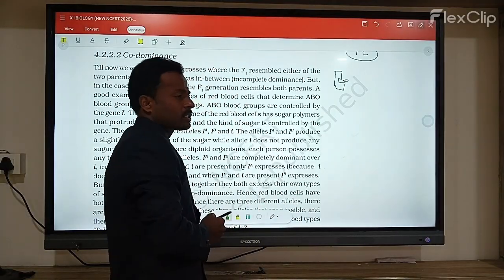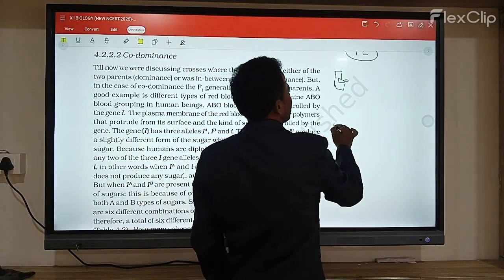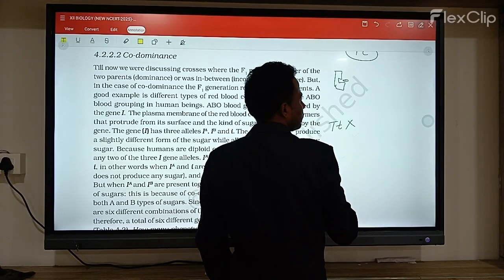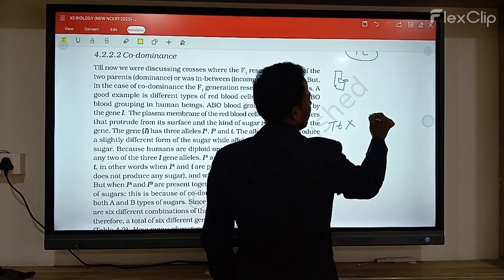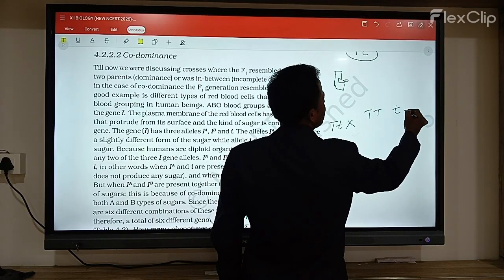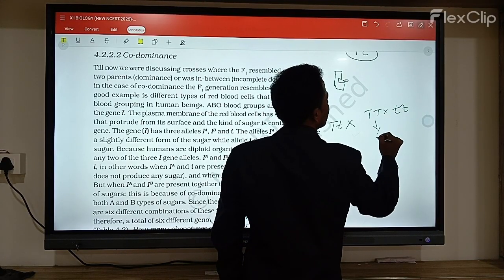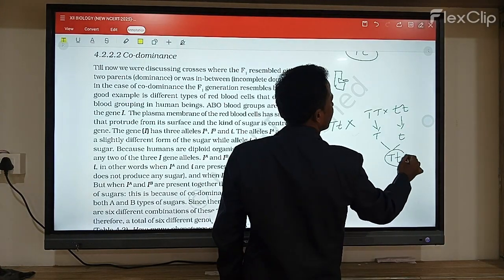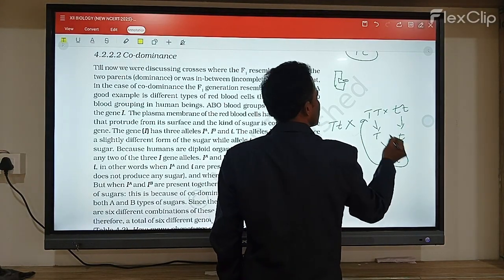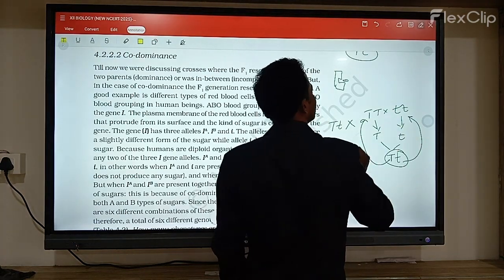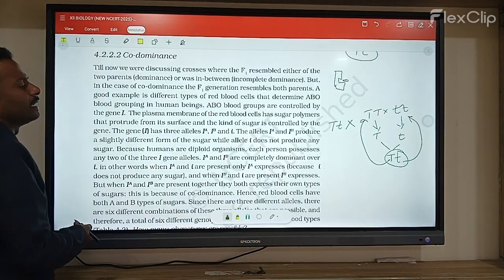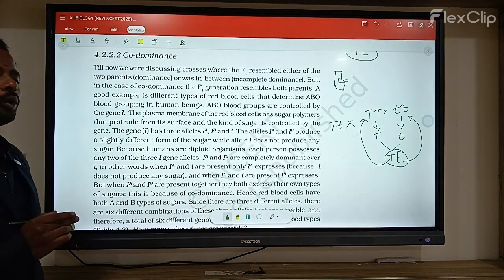Codominance means, when you take heterozygous parents, and when you take both homozygous characters and cross or self-pollinate them, we get the F1 generation. So the heterozygous characters resemble both homozygous parents. That is called codominance.